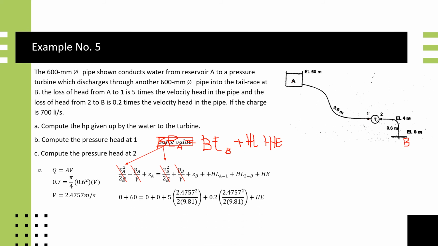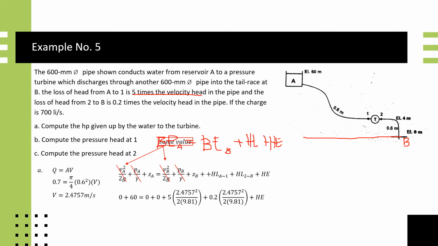Okay? So, yan. Kung titignan nyo, pressure head is 0 plus ZA, elevation at A is 60 is equal to, ito is na-cancel. And this one is 0, pressure head, B, 0, plus ZB is 0, dahil dito ang ating datum, papansin nyo, elevation 0. So, 0 yan. Plus HL A to 1. Kung titignan nyo, ang ating HL A to 1 is 5 times the velocity head. So, i-compute mo yun. So, 5 times the velocity head, 2.4757 squared over 2 times 9.81.